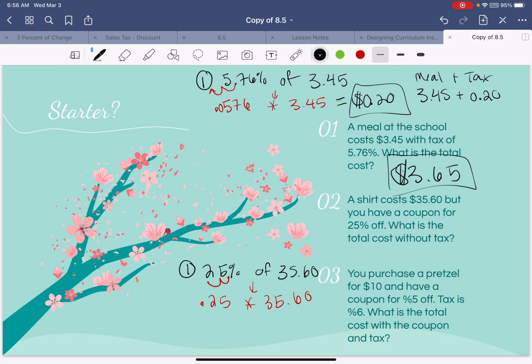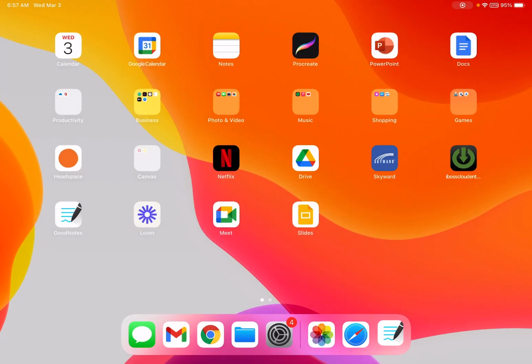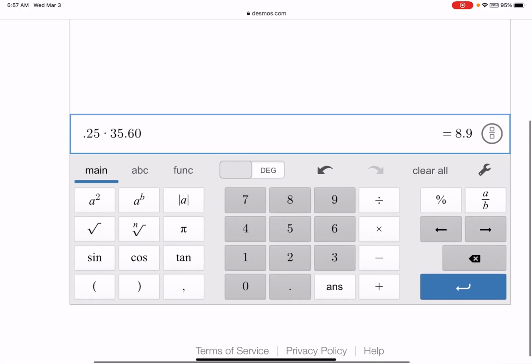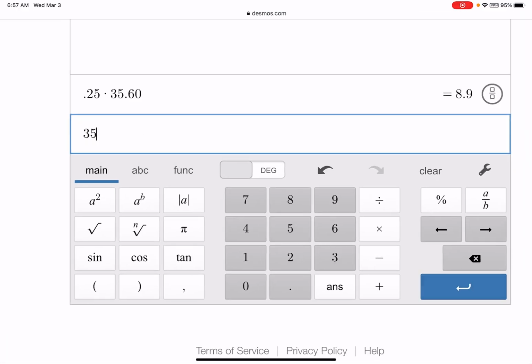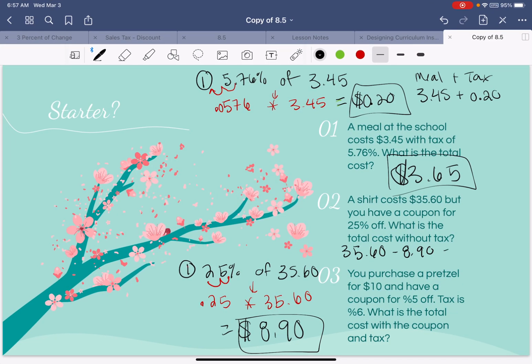So that equals how much we get to take off of the shirt, right? Our coupon lets us take this money off. That's the discount. So we're going to say our shirt costs $35.60, but we get to take off $8.90. So we're going to come down here and take the cost of our shirt and subtract how much we get to take off. So our shirt actually costs $26.70.